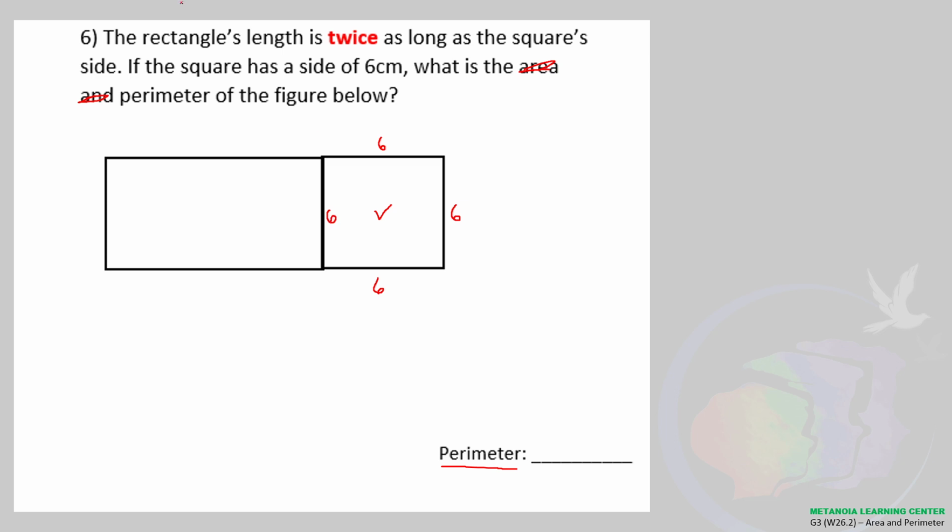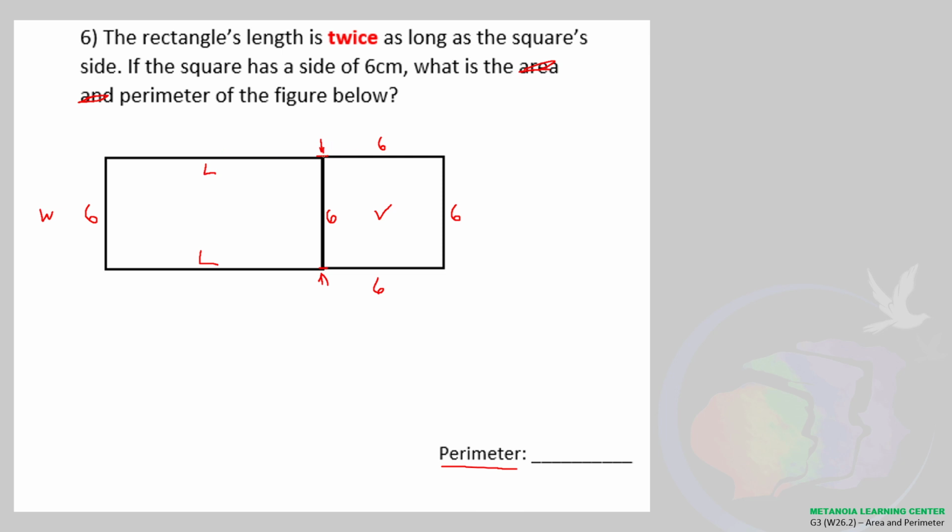Okay? And it says here that the rectangle's length, if you were paying attention last time, you should know that this side is the rectangle's length, while this side is the rectangle's width. So if you notice, since the side of the square is 6 centimeters, the width of the rectangle is also 6 centimeters. Sorry about this part, that's just the alignment in the Word document. It should be level.